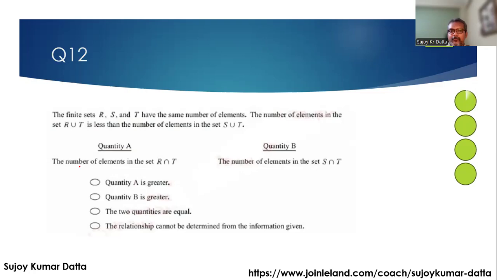Next, this is on overlapping sets. This one is saying that if you have some sets R, S, and T, they have the same number of elements. So R, S, and T have an equal number of elements. R union T would be R plus T minus R intersection T. Similarly, S union T would be S plus T minus S intersection T. You're saying that R union T is less than S union T.